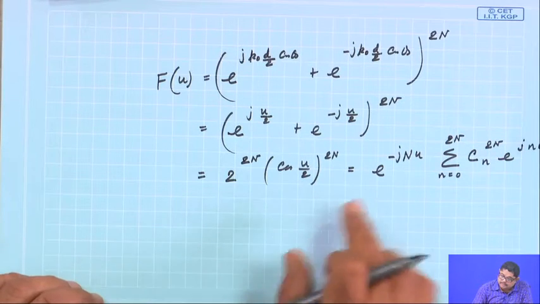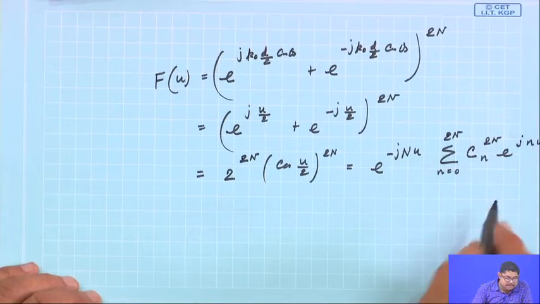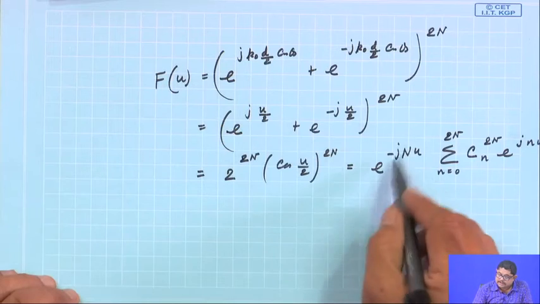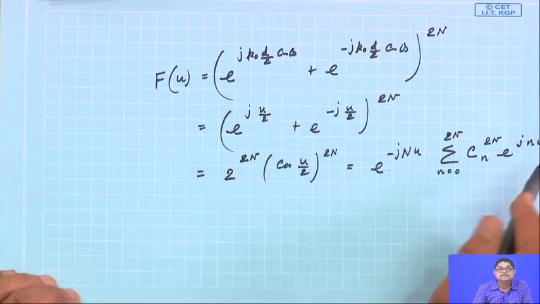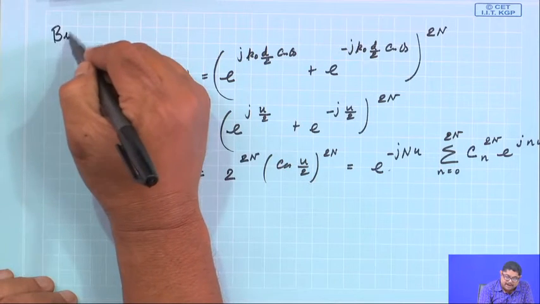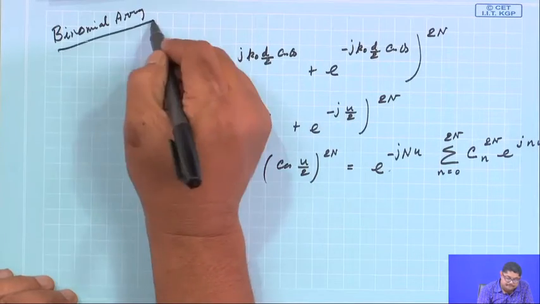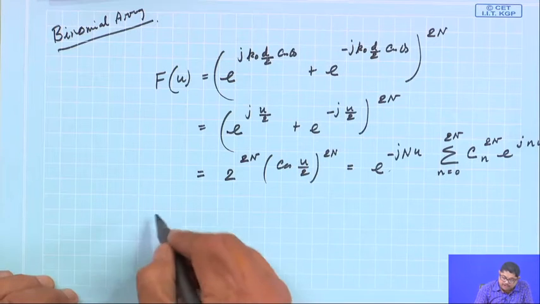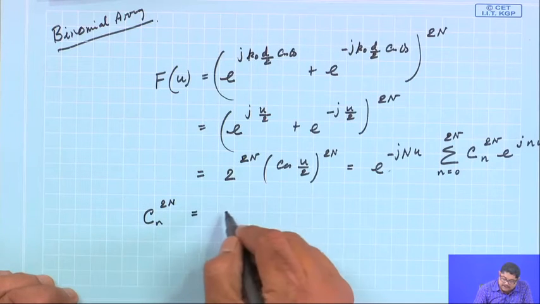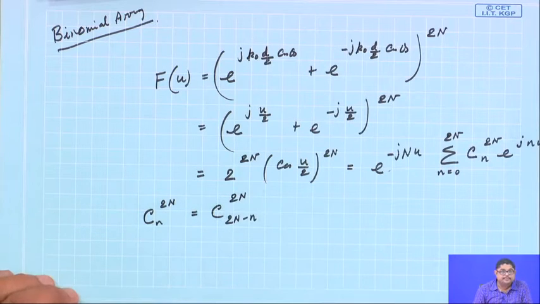So, actually this one, if you expand, you get this. Now, you see the excitations here, because when I take the array factor, this factor will go. So, this is nothing but a binomial series. That is why this array is called a binomial array. Now, we know the property of the binomial coefficients, that 2n C n is the same as 2n C 2n minus n.